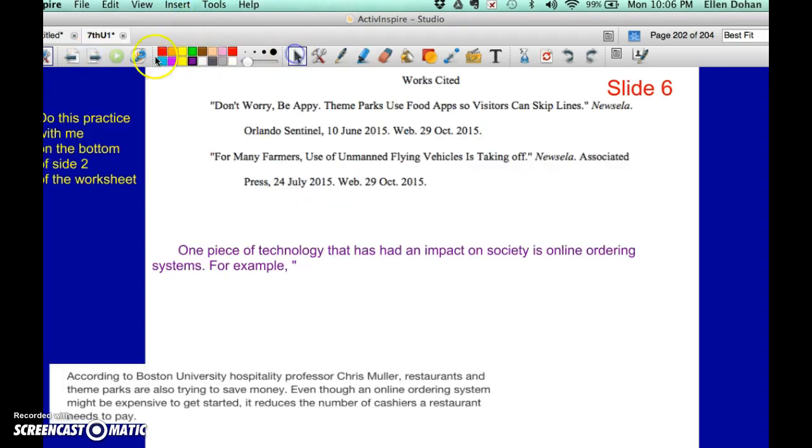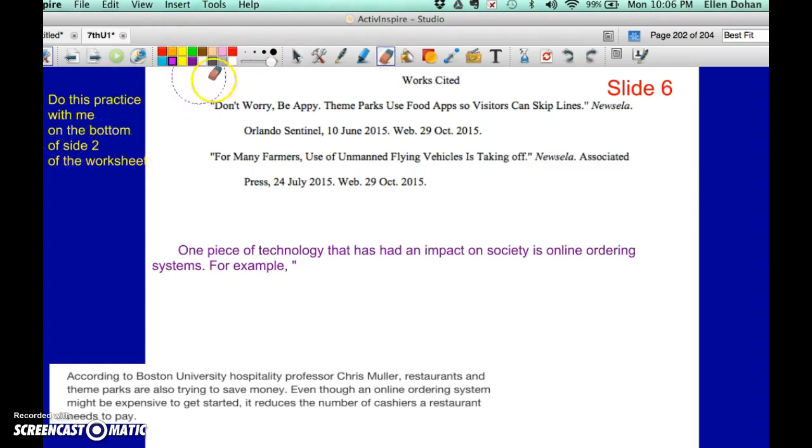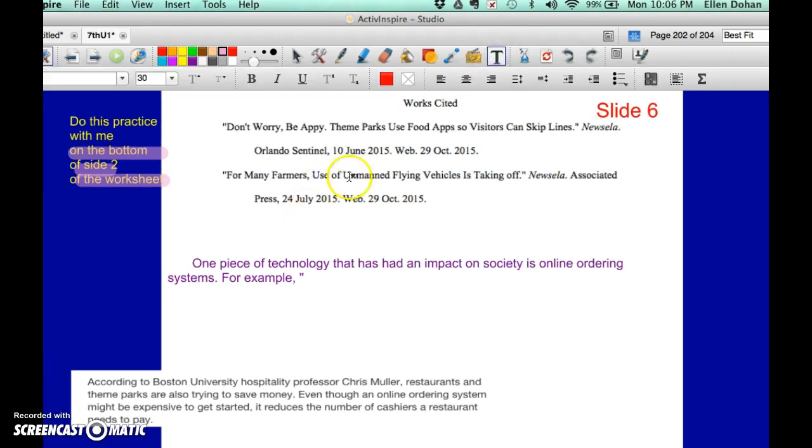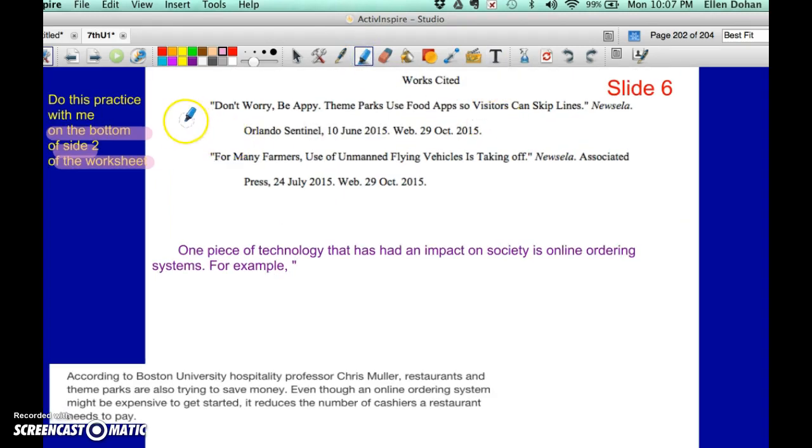Now we're going to move on, we're going to do a little practice. And I want you to do this practice with me at the bottom of side 2 on the worksheet. So for this piece, we're going to do practice with the following topic sentence. The topic sentence says, one piece of technology that has had an impact on society is online ordering systems. So we're going to be talking about online ordering systems, which means we're going to use this first source for our information. And if I go back to the text, I'm going to find my piece of evidence.